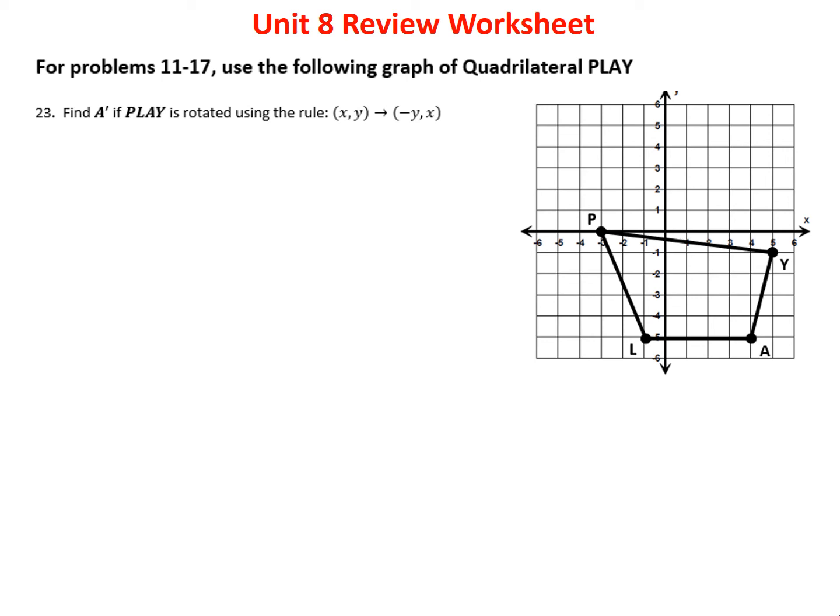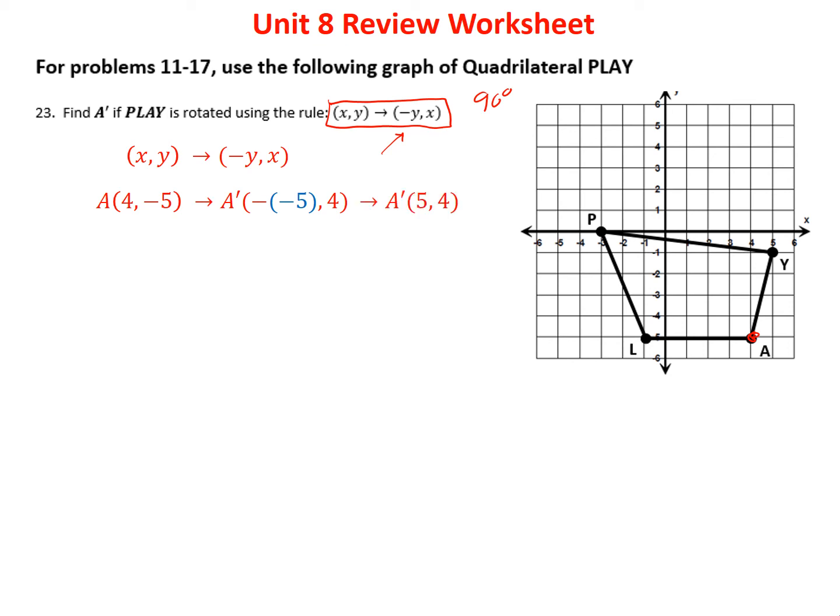Problem 23 tells us that we're going to rotate the quadrilateral. Doesn't tell us how much, though, but it gives us the rule, and the rule here is xy goes to minus yx. If you know your rotations, you recognize that's a 90-degree rotation. All right, let's apply the notation and see where it ends up here. I'm going to put in the point A right here, which is 4, minus 5. Notice the 4 and the minus 5 switch, but now, again, the y becomes negative, so the opposite of negative 5 is positive 5. And so we get the point 5, 4, which is going to be right here.